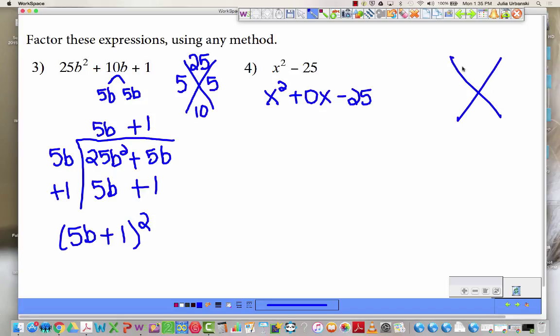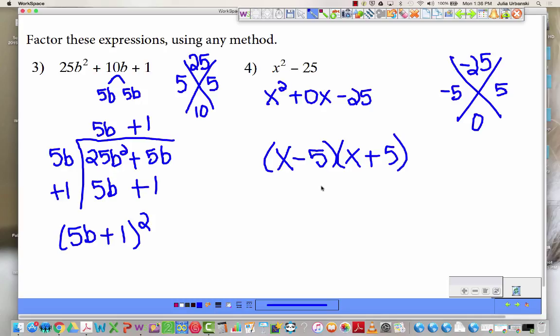So that's going to be 1 times negative 25 is negative 25 and then 0 on the bottom. But those 2 numbers are going to be negative 5 and positive 5. So it's a special case where the numbers match. One sign is positive, one sign is negative. Since there's no number in front here besides a 1, I don't have to mess with the boxes. I can just simply say x minus 5 times x plus 5.